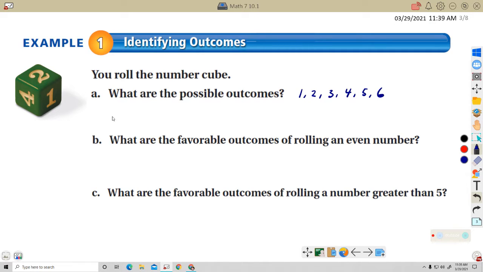Did you know that the opposite sides of the dice add up to 7? So the other side back over here would be a 6. On the other side over here would be the 3, and on the bottom would be the 5. Did you know that? Well, now you do. What are the favorable outcomes of rolling an even number? Well, the favorable outcomes would be rolling a 2, a 4, or a 6.